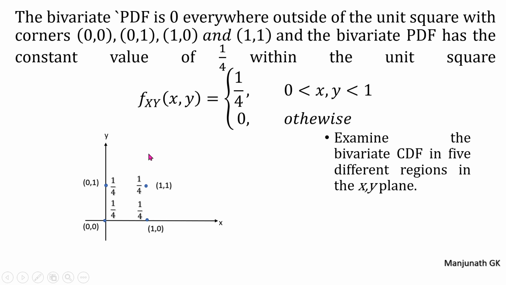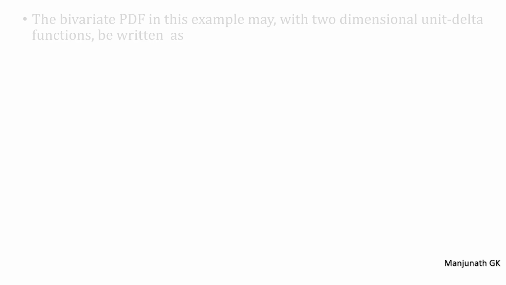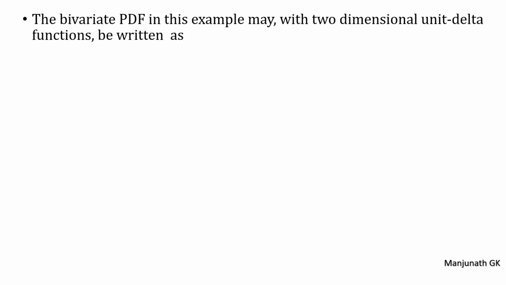For this given PDF, let us calculate: A, examine the bivariate CDF in 5 different regions in the XY plane. B, determine the marginal probabilities or marginal densities. C, are x and y independent? The first calculation is A.